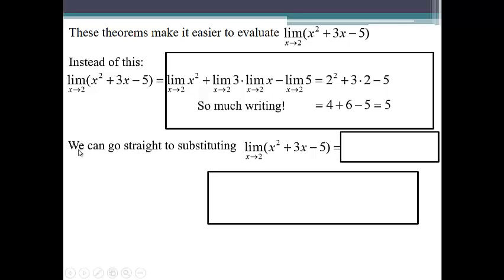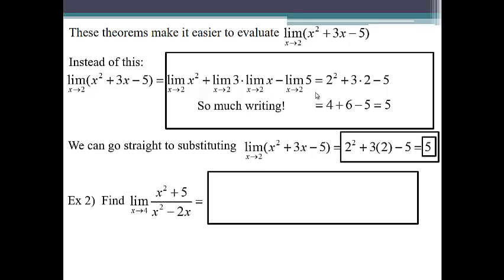So here is what I recommend. Instead, go straight through and keep the whole thing together, and just plug in the 2 for x. So 2 squared plus 3 times 2 minus 5 should give you the same result of 5. Just two ways of doing it. The bottom is quicker, more efficient. The top is taking them all separately, finding them separately, and then doing the math operations. Two ways.